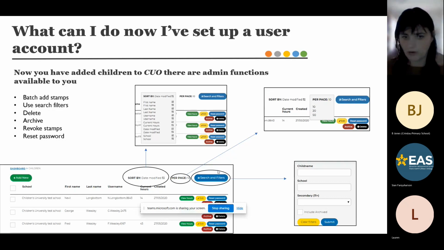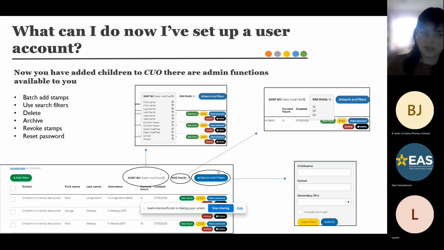Obviously, we want children to be logging on and doing it themselves for the engagement purpose, but sometimes it's just much quicker to go, right, they've just done that, I can just enter it in once and it will go to all of their accounts. You can also revoke stamps. So say you've done that by accident, or you're aware that some children are being a bit cheeky and adding things for stuff that they haven't done, you can easily come in and revoke them. And you can delete, you can archive, and also reset any passwords if they've forgotten their passwords.